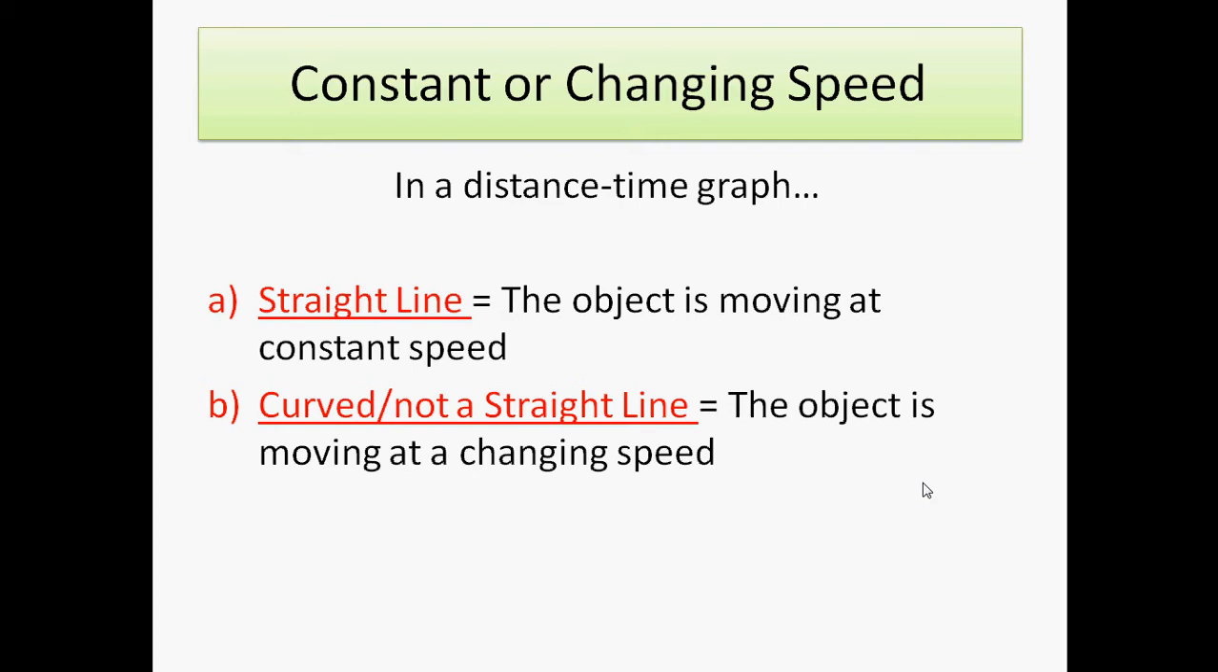If I have a straight line, the object is moving at constant speed or constant velocity or constant acceleration. If I have a velocity time graph, and if I have a curved or not a straight line, it means that the motion is changing. I'm either changing speed or changing acceleration, okay?